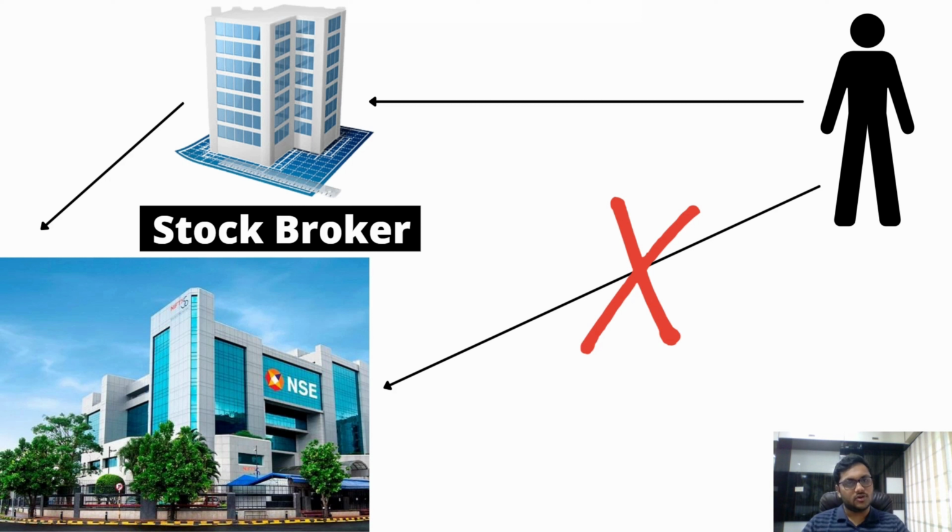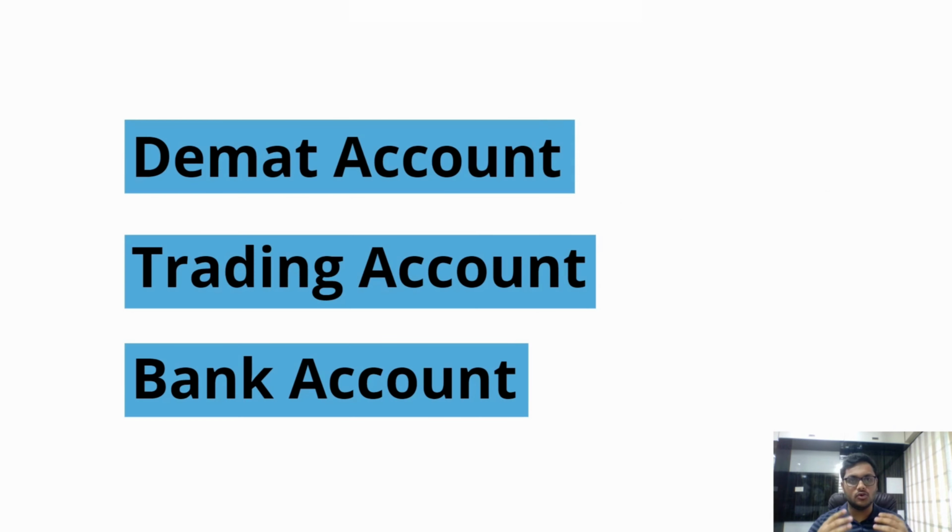Now these stockbrokers can be either a company or a person, but they generally are a company. They are registered on the stock exchange and you can open an account with them and trade in the stock market, that is, you can buy and sell shares. So you need three different types of accounts in order to trade in the stock market. The first one is the Demat account.